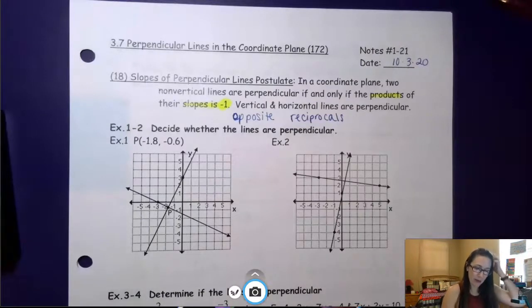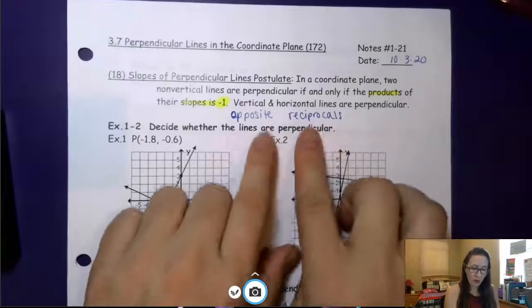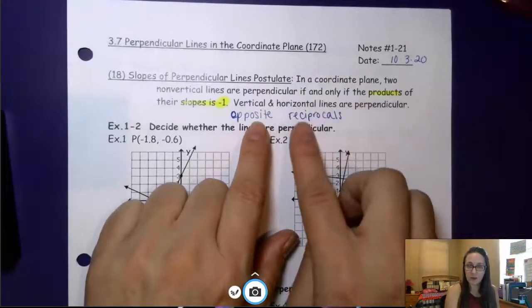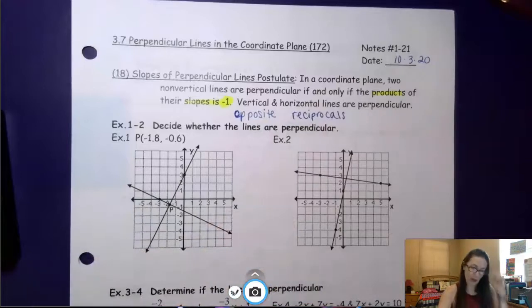We're going to be talking about perpendicular lines. Now, you know the lines are perpendicular when the product of their slopes is equal to -1. So if you multiply the two slopes together and you get an answer of -1, you know that those lines are perpendicular. Or you can look at the slopes and see that they're opposite reciprocals. And if they're opposite reciprocals, they're going to be perpendicular as well. So we're going to check this.